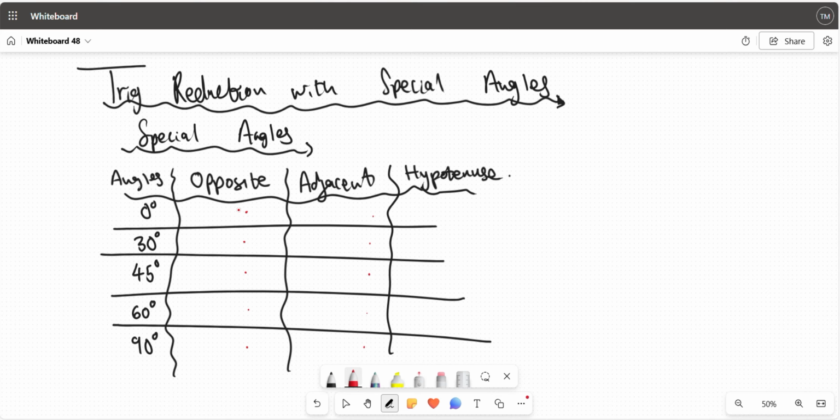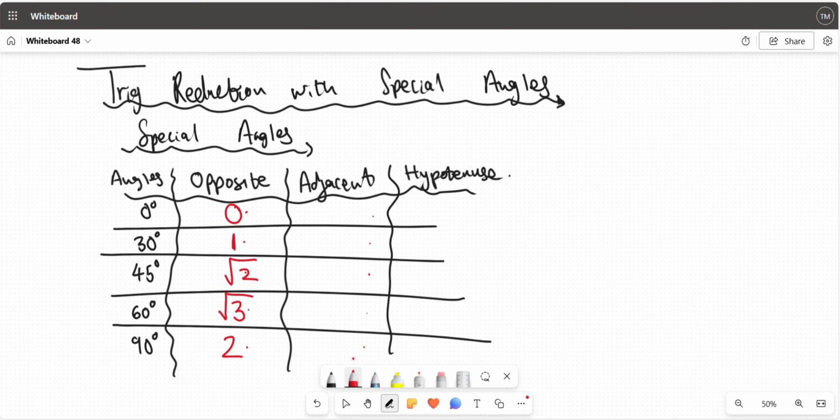So the square root of 0 would give me a 0. The square root of 1 would give me a 1. The square root of 2 is root 2. The square root of 3 stays as the square root of 3. And lastly, the square root of 4 is just a positive 2.